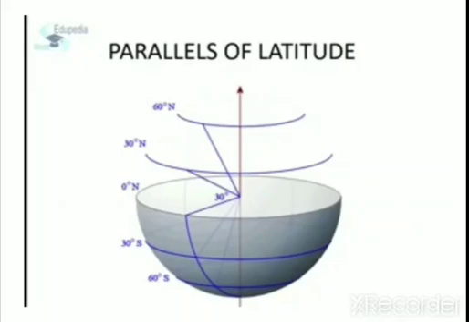And the latitudes are known as parallels of latitude. Why do we call them parallels of latitude? Because these lines are running parallel to the equator, as well as parallel to each other. Because of this reason we say parallels of latitude. For reason questions they can ask this question.